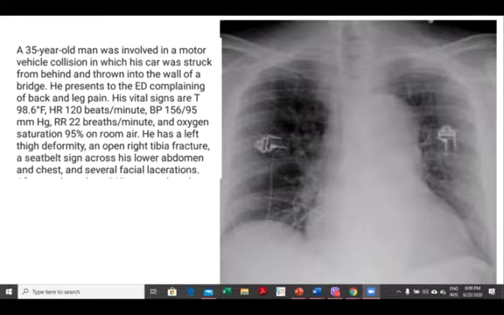Other findings are a left hemothorax. There might be a hemothorax on the left side and rib fractures, usually first and second rib fractures. You have to look for those injuries in such an event.